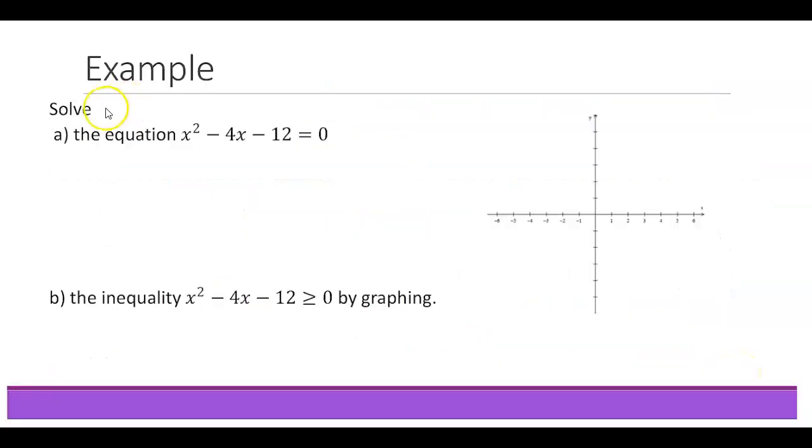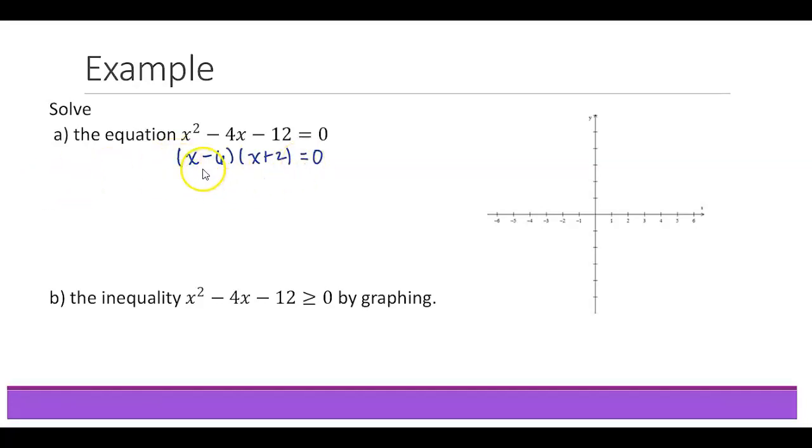In this example, we want to solve the equation x squared minus 4x minus 12 equals 0. Well, we have the quadratic on one side and equals 0 on the other side, so we should first try to factor. And this is fairly straightforward to factor because the leading coefficient is 1. So we can go ahead and factor this to be x minus 6, x plus 2, is equal to 0.